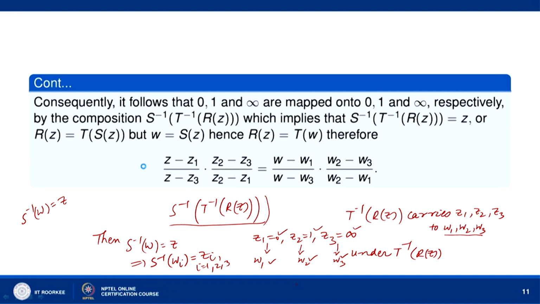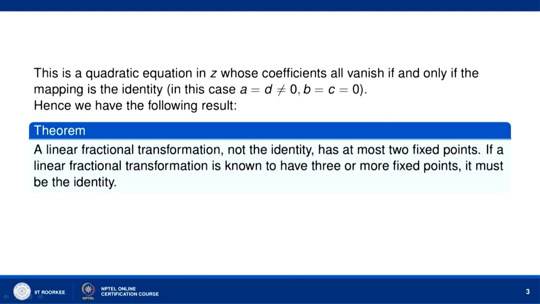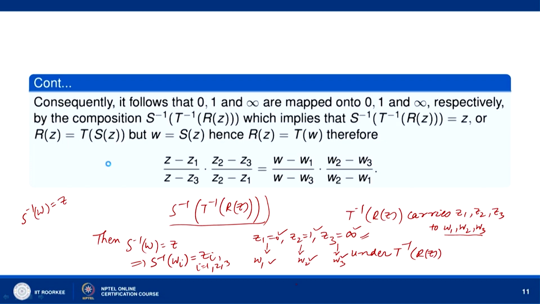Okay. So, what we get here: T inverse S inverse W equal to Z implies S inverse W i equal to Z i. This means that the points 0, 1 and infinity are mapped into W1, W2, W3, and W1, W2, W3 under S inverse go to Z1, Z2, Z3. And Z1, Z2, Z3 are 0, 1, infinity. So, 0, 1, infinity are mapped into 0, 1, infinity, and therefore, because of the theorem on fixed points, the transformation must be an identity, because it fixes three distinct points 0, 1 and infinity.